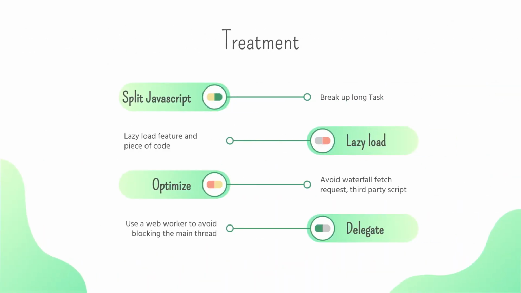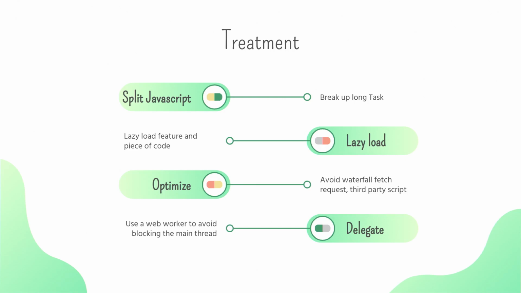So how to solve a FID problem? Split your JavaScript and break up long tasks. Split, lazy load features and pieces of code. All the frameworks now can do that. In Angular, we can lazy load your feature thanks to the feature module. Now with standalone components, you can lazy load standalone components. With ES modules, you can simply lazy load a class or something like this. And if you use Qwik, it's awesome because you can just lazy load a click on a button.